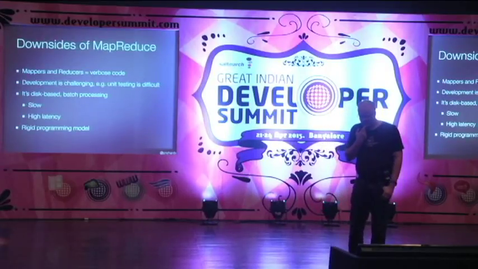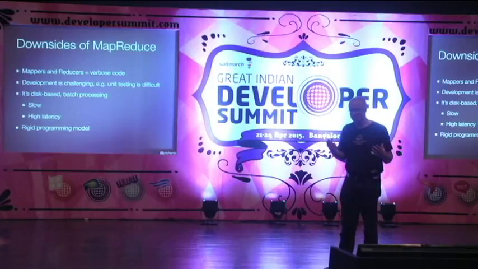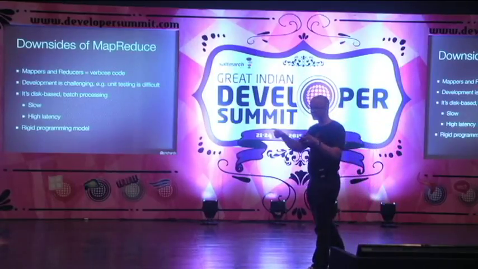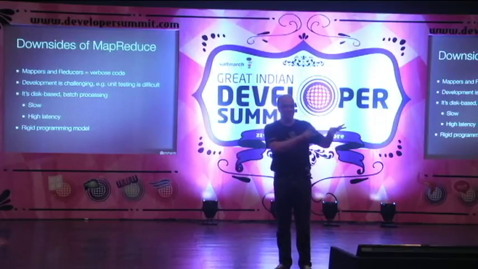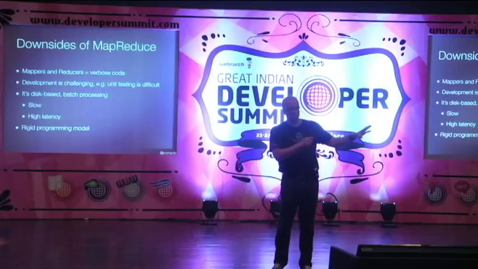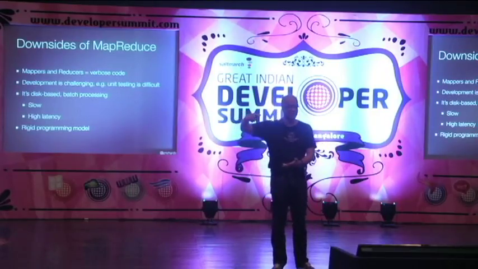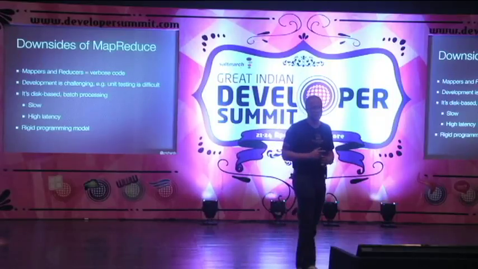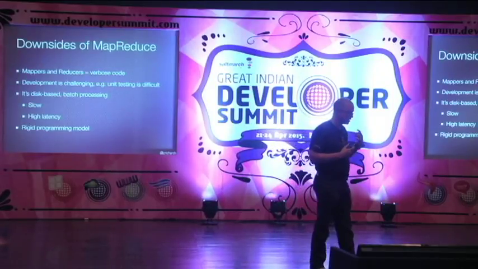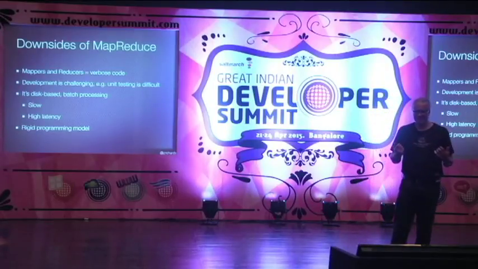But there's various downsides to using MapReduce. It's kind of verbose code, right? If you compare the mapper and the reducer with the functional Scala version, one is like 4 lines of code. The other is probably about 50 lines of code. It's very verbose, very kind of low level. Development can be challenging because you can't really unit test.